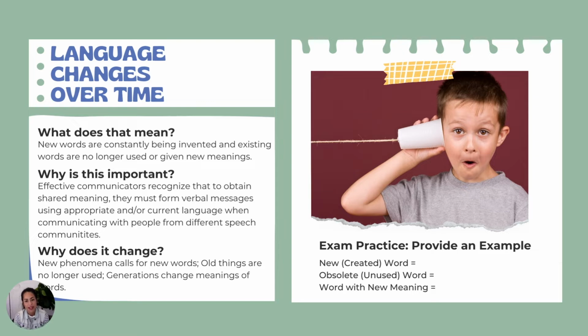So here I just have a quick exam practice for you, and you'll want to provide an example of each of these. Think of a new word from the last 20 or 30 years. What's a new word that's been created? Then an obsolete or unused word. What's a word that over the last 30 or 40 years we've kind of stopped using? And finally, what's a word with a new meaning, one that has shifted from when the word started to be used to what it's used for now? So pause the video, and when you're ready, click next.